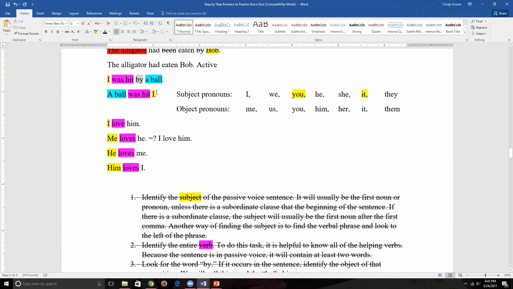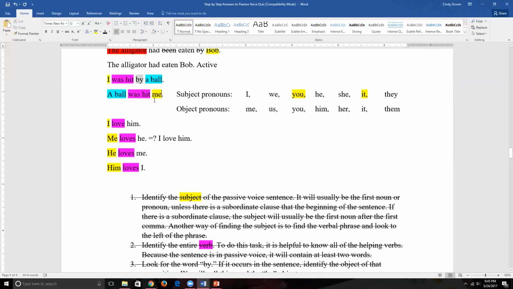A ball was hit, I. Well, now in this sentence, the I is receiving the hit. I'm being hit by the ball, so I'm receiving the action. The ball is grazing my forehead or whatever. Well, that suggests that the I should be the object. And so I ought to replace this with me.